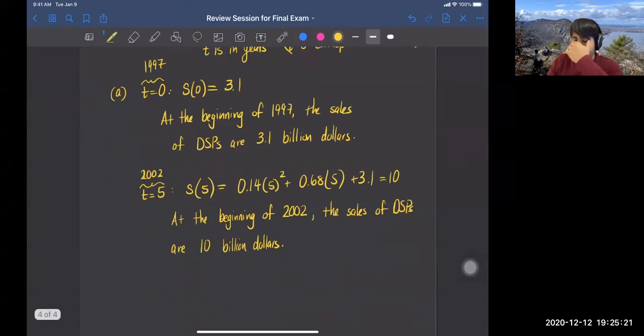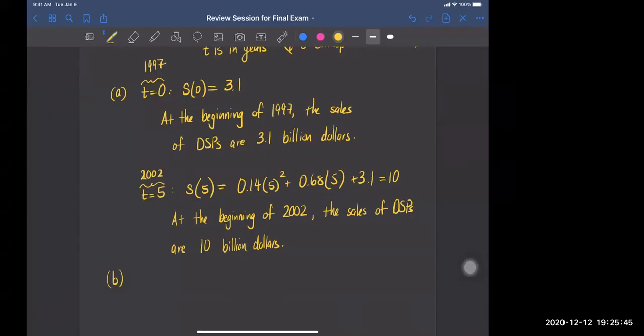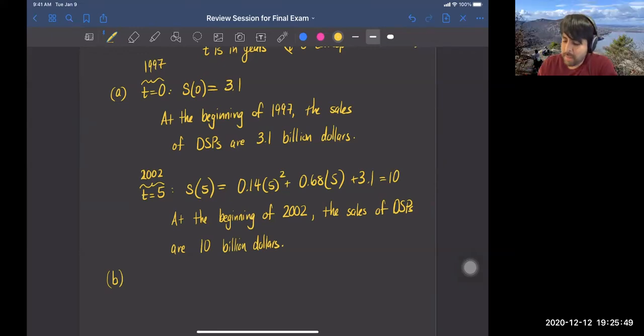Part A has very little to do with the actual calculus. This is more of plugging into the functions that we're given. Part B, however, is asking how fast it was increasing at the beginning of 1997. You have to interpret that: when you're talking about a rate of how fast something is going, you're considering the rate of change, so the derivative. So that gets done very quickly. The time is still 0, but now I'm looking at the derivative.